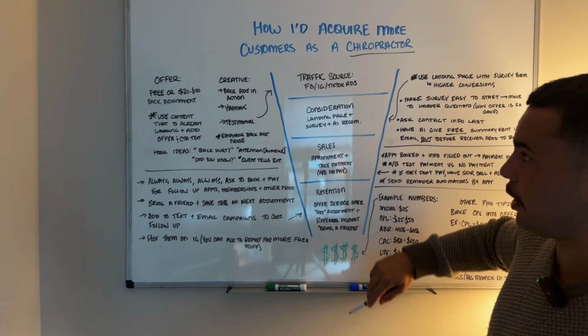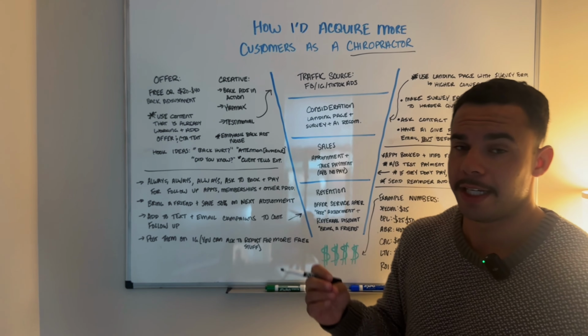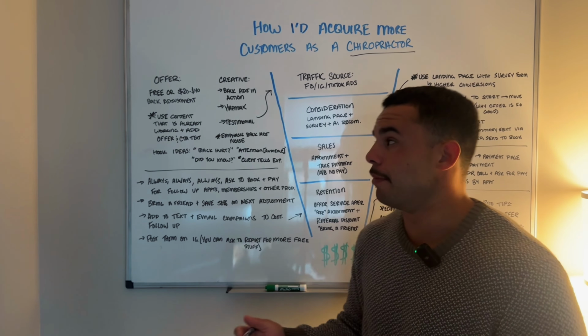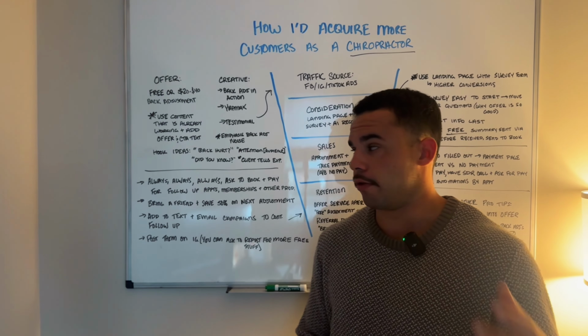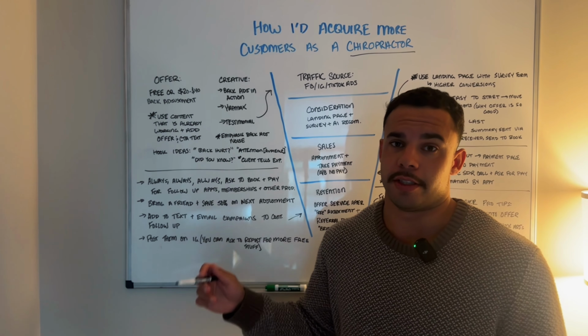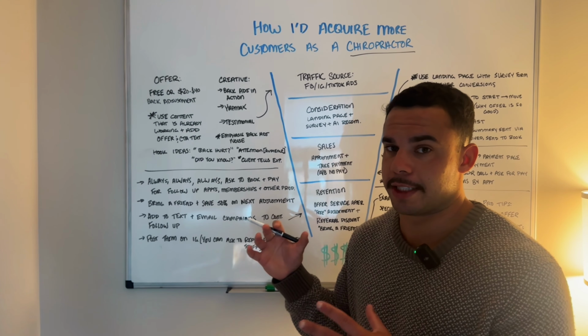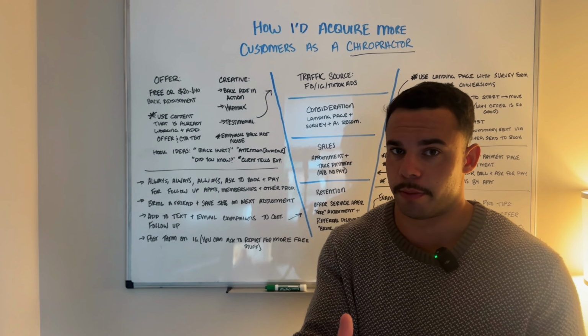So this is our sales funnel. I'm going to go through each stage of the sales funnel individually so you can see exactly how I do it. I'm literally going to give you the offer, the creatives, the type of content I would make, the automations, everything that I would do in this funnel. You can literally copy everything that I say in this video and just implement it into your business.